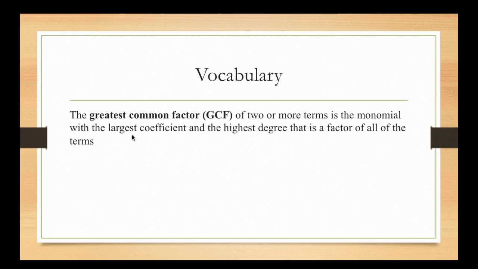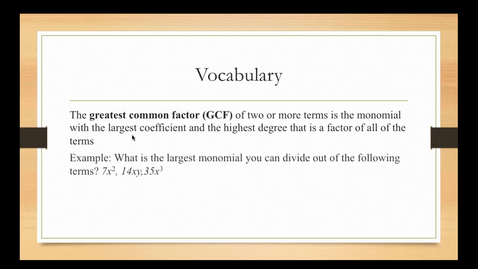Only one vocabulary word in this section, and that is greatest common factor. It's going to be important to understand the greatest common factor because when you're factoring polynomials, in order to factor correctly and completely, you want to always try to factor out the greatest common factor. Now, if you factor out a common factor, that'll be okay, but you might have to continuously factor until you actually factor completely. So, the greatest common factor of two or more terms is the monomial with the largest coefficient and the highest degree that is a factor of all of the terms.